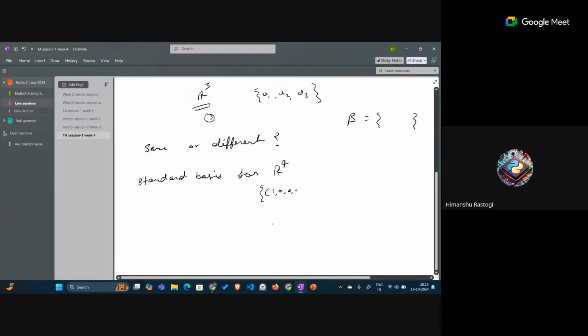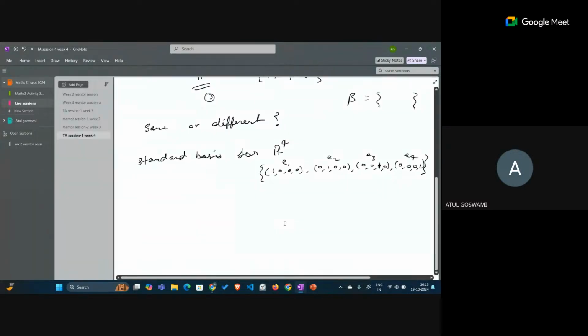1000, 0100, 0010, and 0001. So we call it E1, E2, E3, and E4. This is the standard basis, and there is one more property of it. These are independent vectors, which is the basic property of a basis itself, but every vector also has magnitude one, I mean the norm of one.